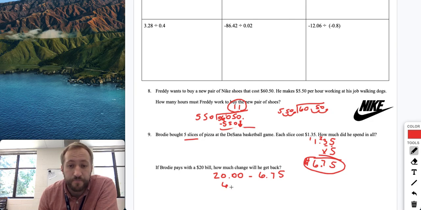So $20, $6.75. Notice how my decimals are lined up perfect. Let me give this an erase. There we go. I'm subtracting. So now, 0 minus 5 can't do.